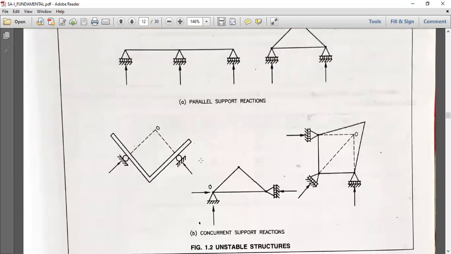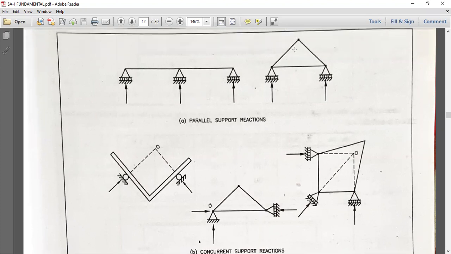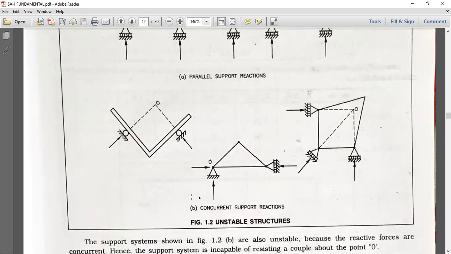Here we can see a continuous beam having three supports, roller supports, and the reactions are similar. Here is a truss having two supports and the reaction conditions. Similarly, for a structure not parallel but concurrently supported, and concurrent and similar to each other, the reactions are in the direction parallel to the support.